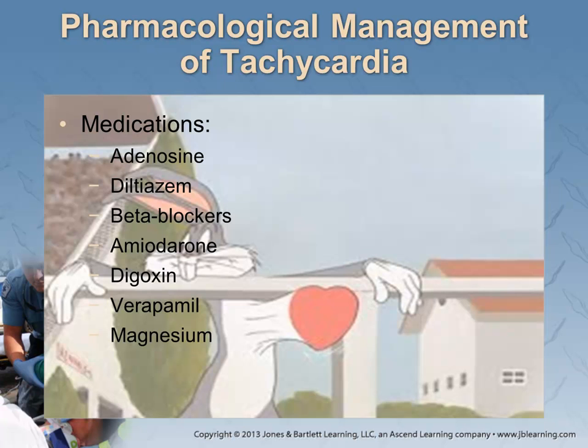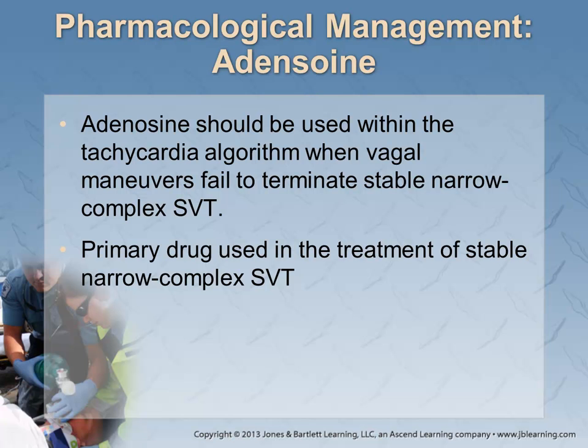Labetalol. Amiodarone. Amiodarone is what? Your antiarrhythmic. Digoxin. Digoxin is going to be a cardiac glycoside. It's also got antiarrhythmic properties. Verapamil. You remember what verapamil is? Calcium channel blocker. Then you got magnesium. When are we going to use magnesium? Torsades.